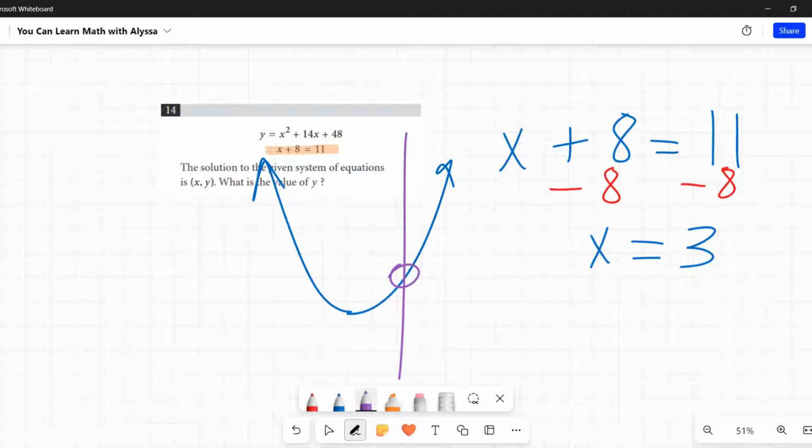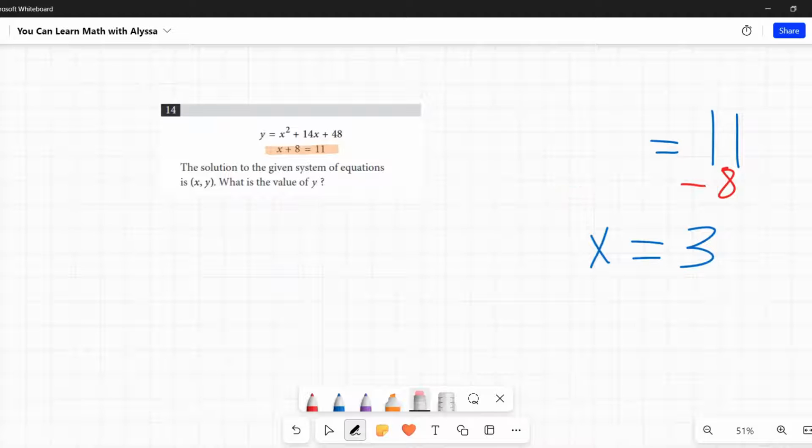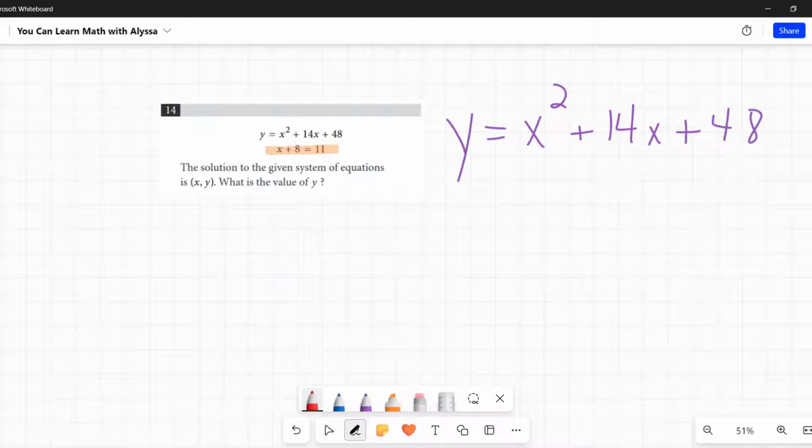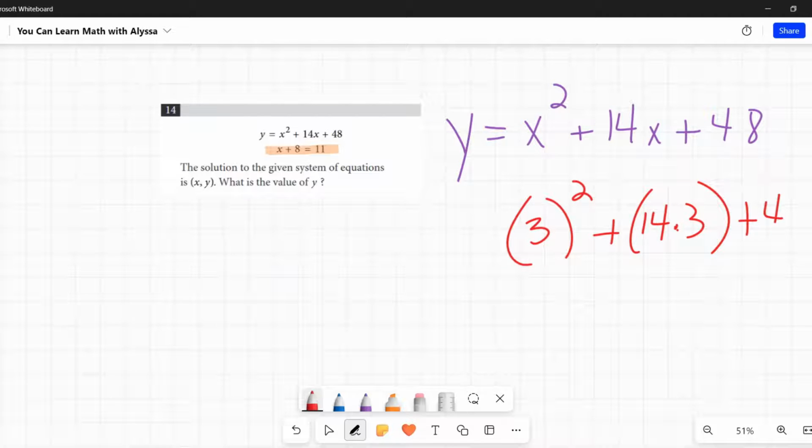That's what we mean by a solution to a system of equations: if we graph the two equations, where do they cross? Where do they intersect? So I know x equals 3. All I need to do to find this point of intersection is to take my other equation and plug 3 in wherever there's an x. So I'm starting with y equals x squared plus 14x plus 48. Plugging 3 in, that's 3 squared plus 14 times 3 plus 48.